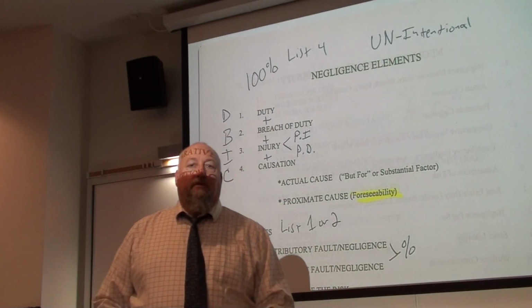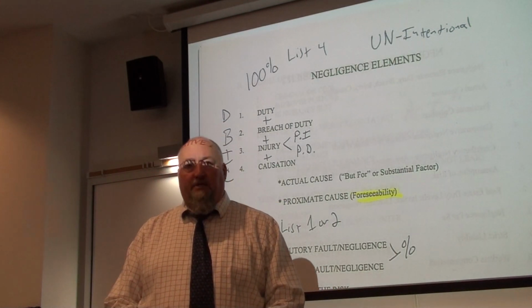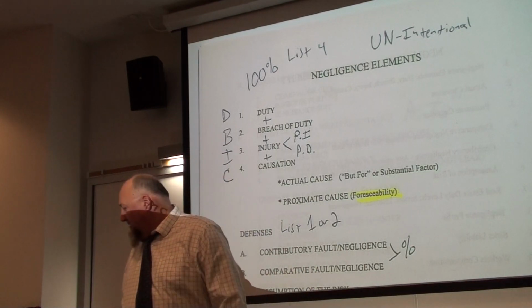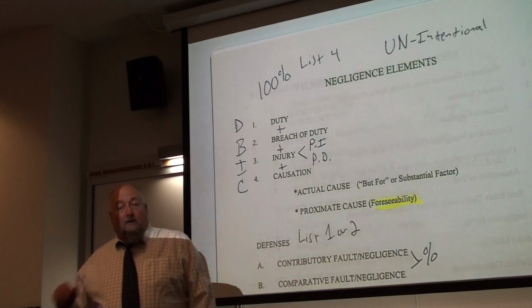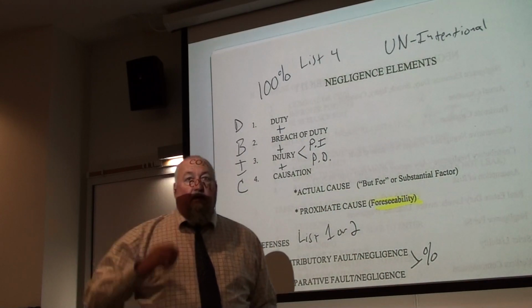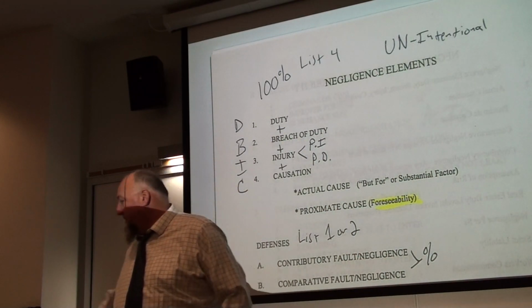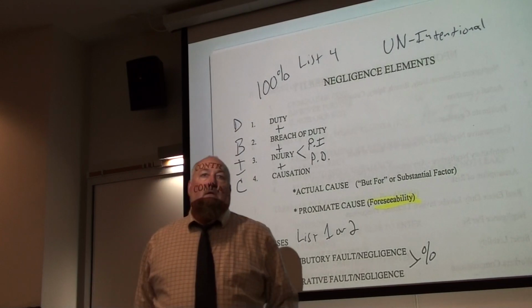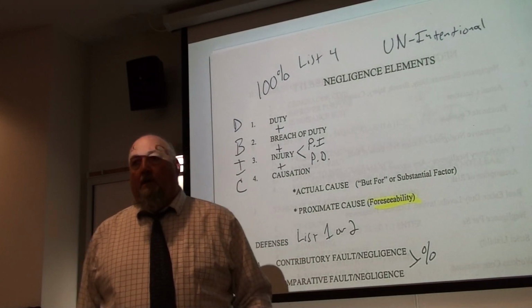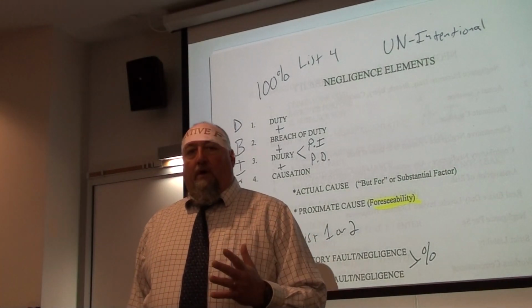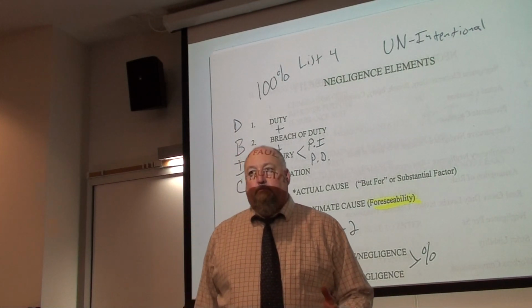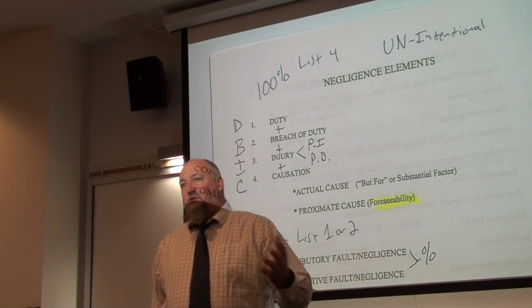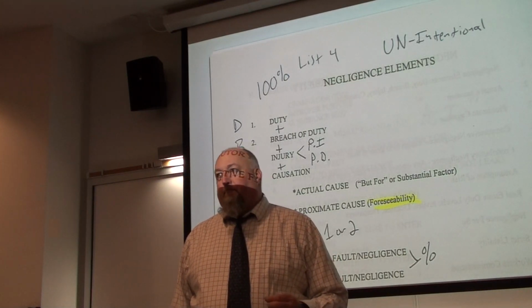Okay, in this section, we're going to talk about negligence, and this is on page 59. And as you can see at the very top, this is also a 100%er. I ask this every time. What are the four basic elements of negligence? Duty, breach of duty, injury, causation.